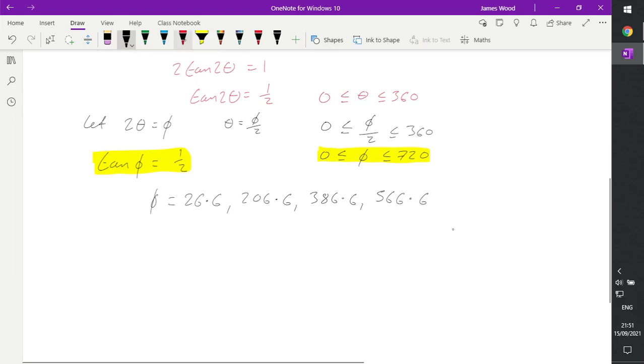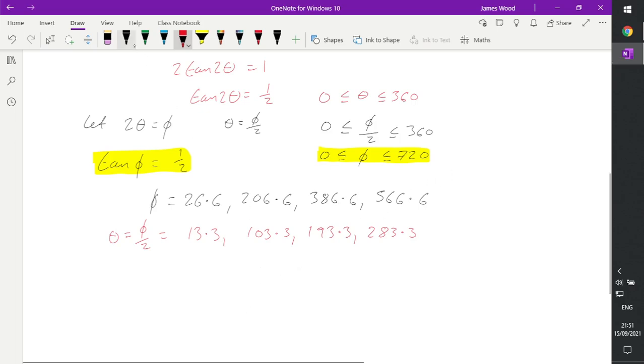Okay, now I need to just swap it back to talk about θ, and θ was equal to φ over 2. So I just need to half all these values. So we've got 13.3, 103.3, what's this, 193.3, and 283.3. Okay, and those would be all my solutions. And again, you can see they're within our original limit.